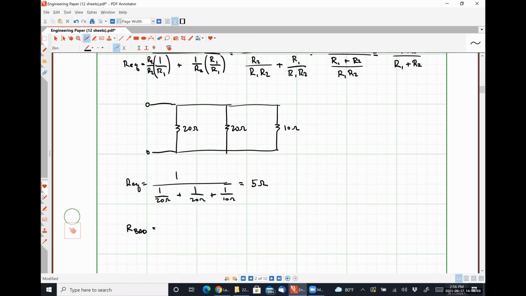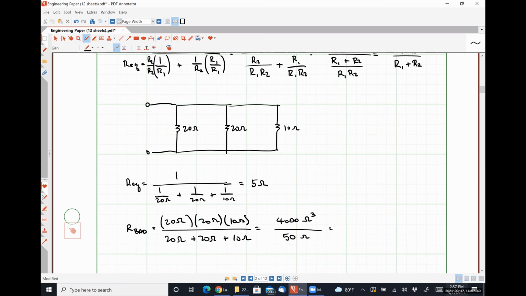I mean, you have calculators for a reason. You don't have to do this in your head. What I am calling R bad here would be us trying to do 20 ohms times 20 ohms times 10 ohms divided by 20 ohms plus 20 ohms plus 10 ohms. So that would be 4,000 ohms cubed over 50 ohms.